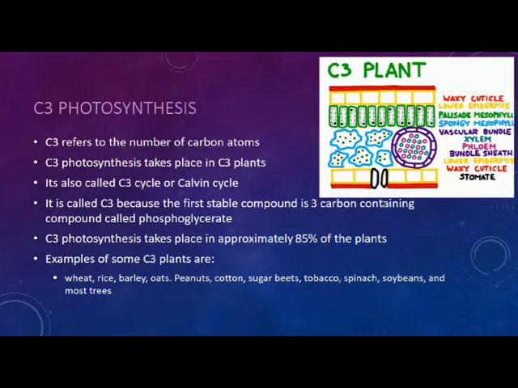Remember that C3 photosynthesis takes place in approximately 85% of plants. As I told you, this is the common photosynthesis. Examples of C3 plants are wheat, rice, barley, oats, peanuts, cotton, sugar beets, tobacco, spinach, soybeans, and most trees. This is the photosynthesis that takes place in most of the plants.